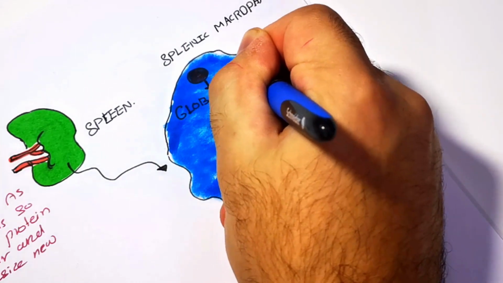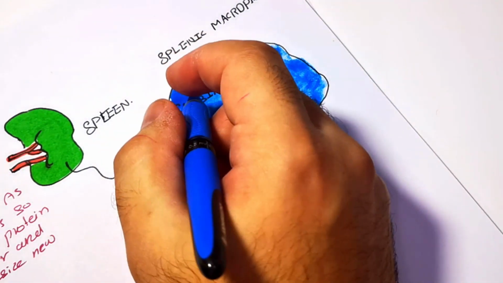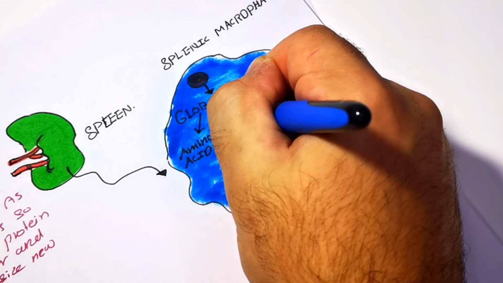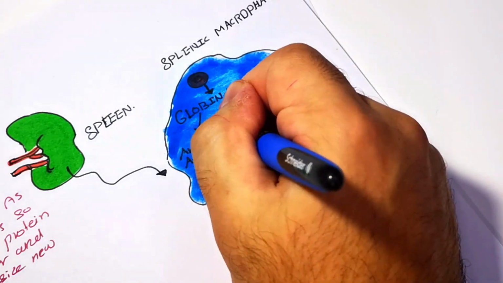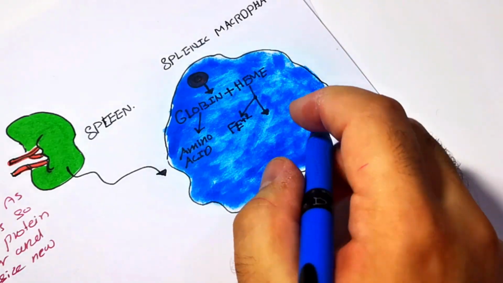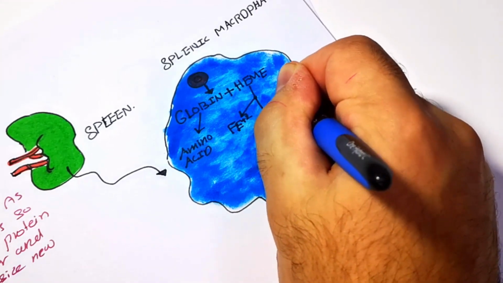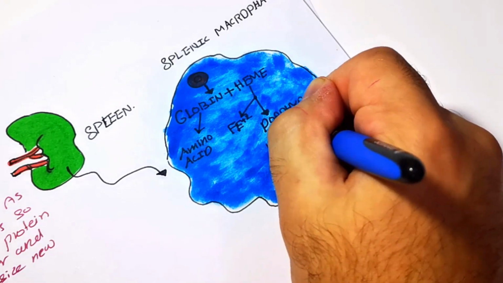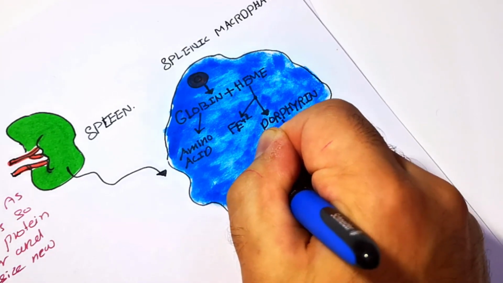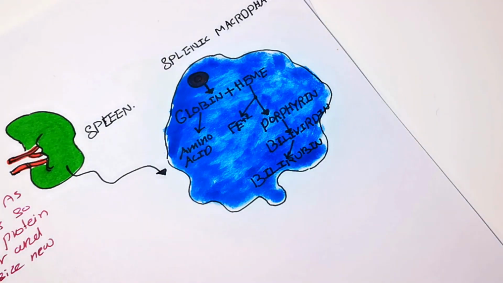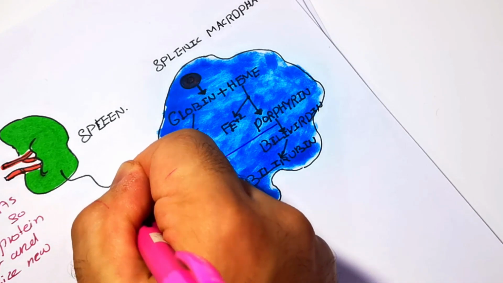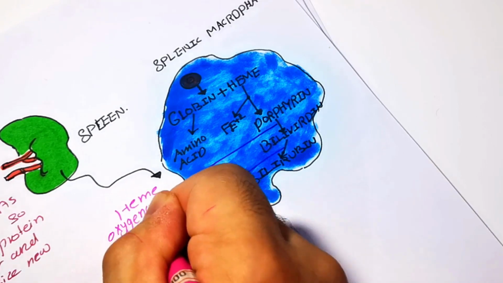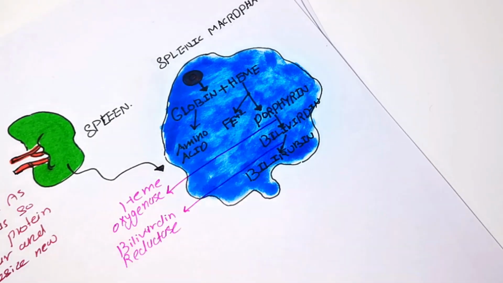The hemoglobin is formed by globin and heme. The globin and heme will further be degraded. The globin part of hemoglobin is formed by amino acids, while the heme part is formed by iron and porphyrin. The porphyrin will be converted into biliverdin and further into bilirubin. The conversion of porphyrin into biliverdin is done by the enzyme known as heme oxygenase, while biliverdin is converted into bilirubin by the enzyme biliverdin reductase.